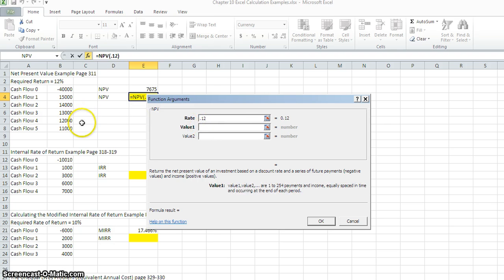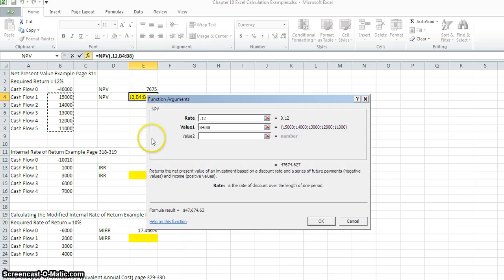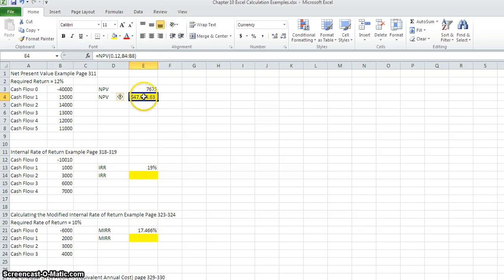An easy way to do that, again, we just want to take the cash flows. In this example, they're positive. They could be negative, but we don't want to include the initial cash flow. That's a mistake sometimes students make, but we just want to take the future cash flows because that's what we're discounting back. If I hit OK there, it says the present value of all those cash flows is $47,000 some.